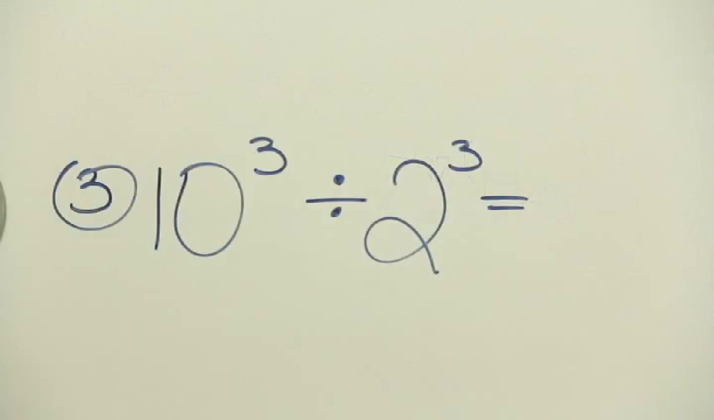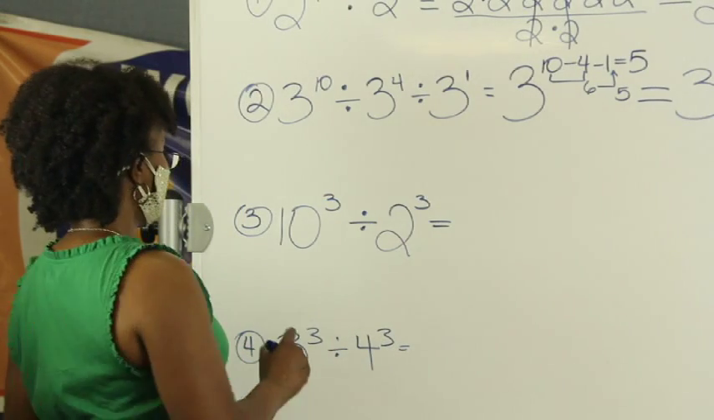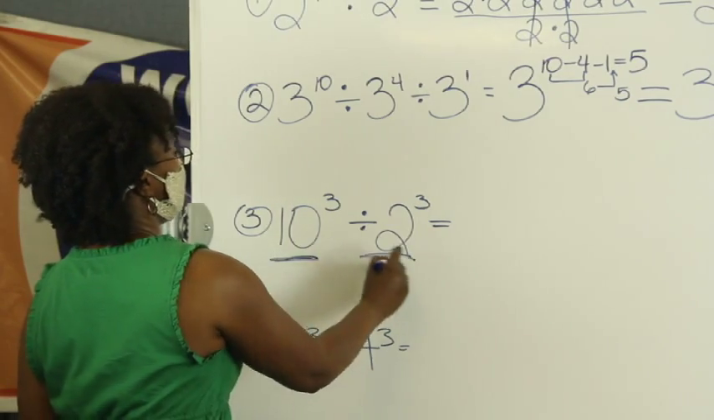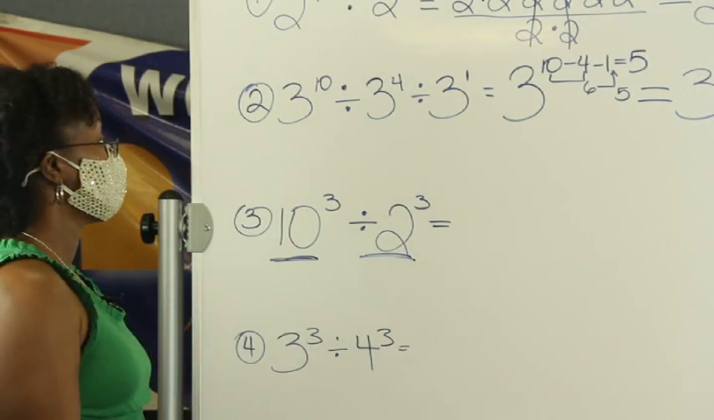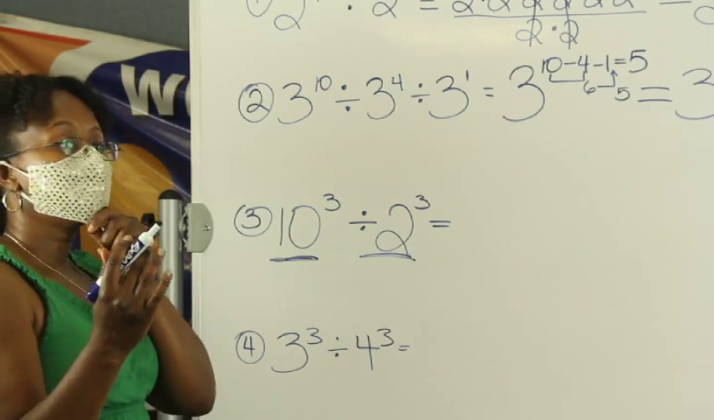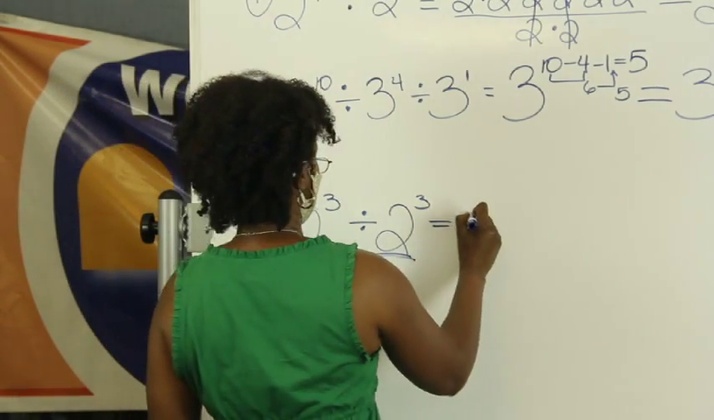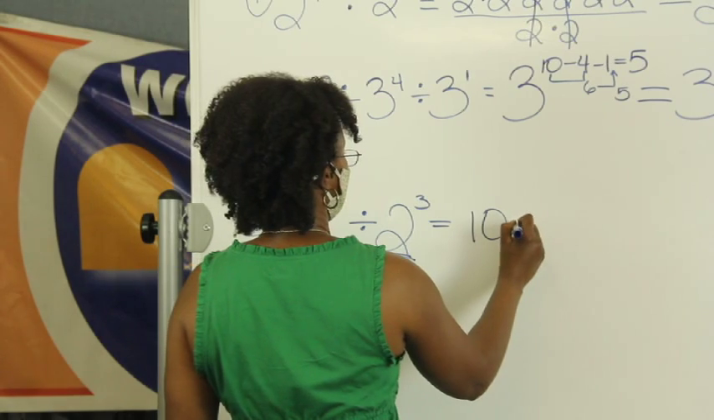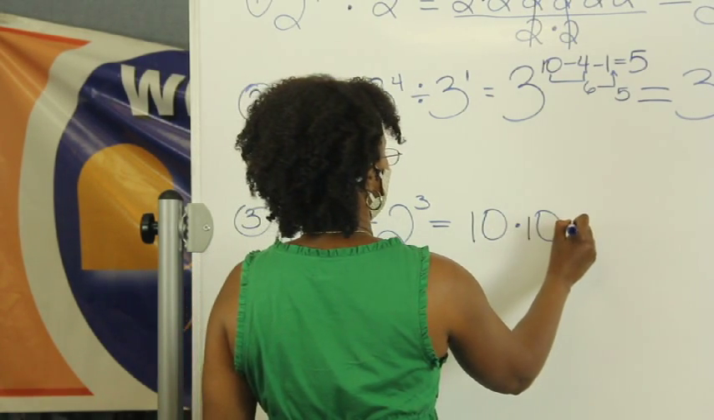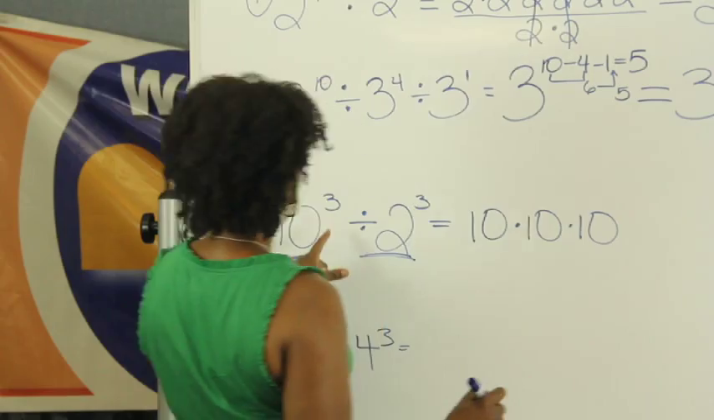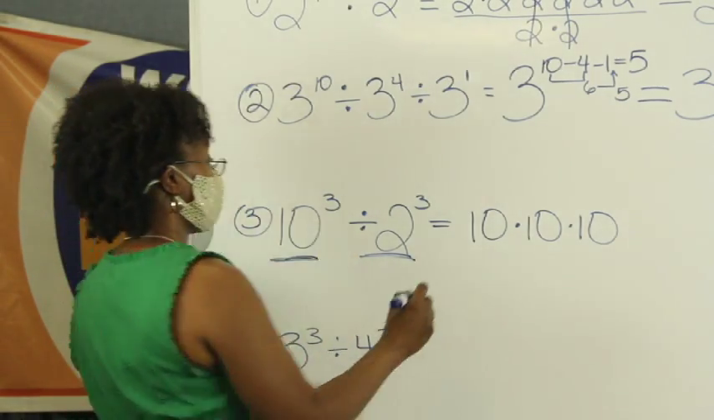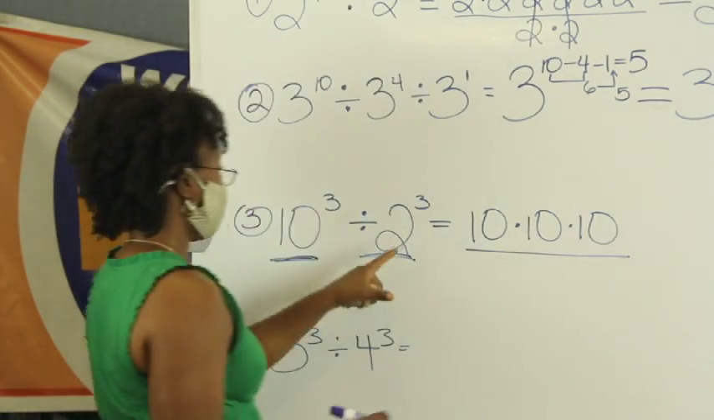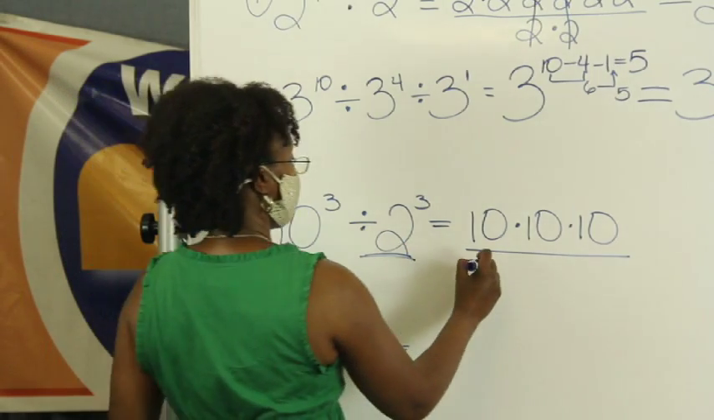Okay? Now, another division problem. So what are we going to do? You guys should be getting pretty good at this. Oh my goodness, the base numbers are not the same. We can't do this. Oh my goodness, I don't know what to do. So what you can do is write it out the long way. 10 times 10 times 10. That's how many times we're supposed to put 10, right? And now how many times are we going to put this 2?